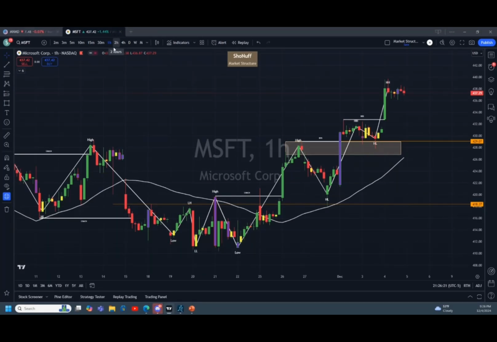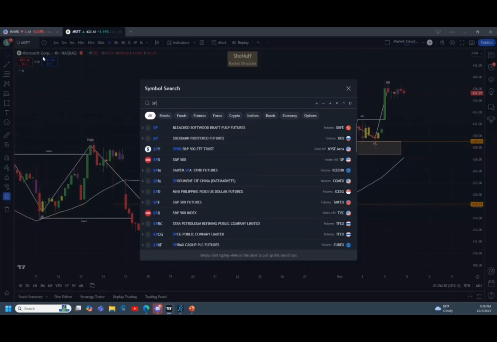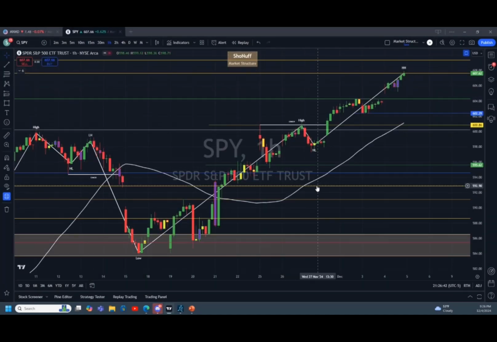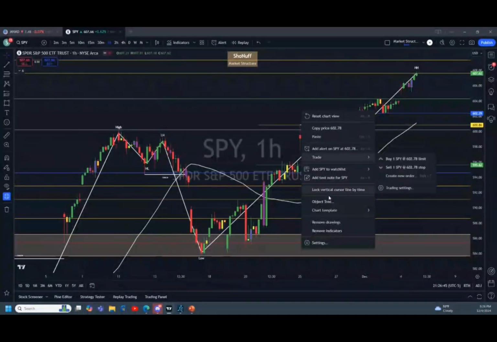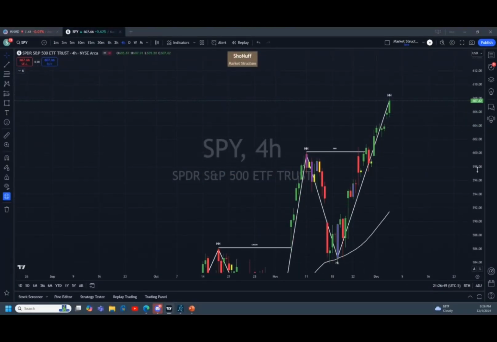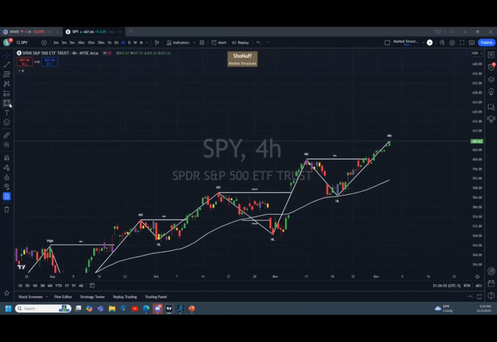Any other questions on Microsoft? No? Okay. All right. So let's look at SPY. I'm not sure if anybody's seen this, but I am about to start swinging the ETFs, and it is not hard at all. I mean, it's simple using the same exact strategy. I'm going to show you all this. Same exact strategy. Look at this.